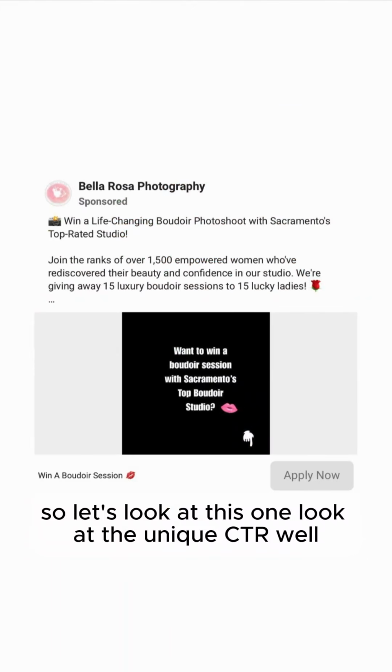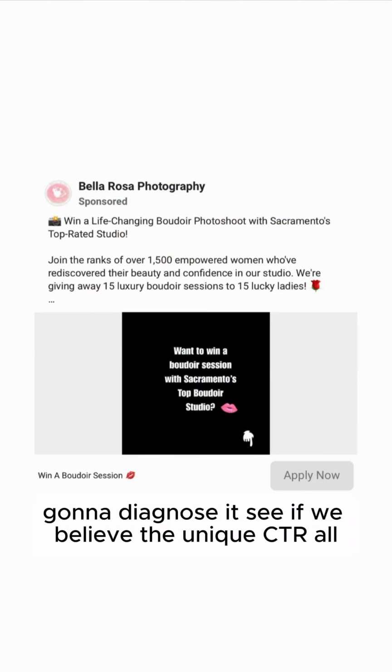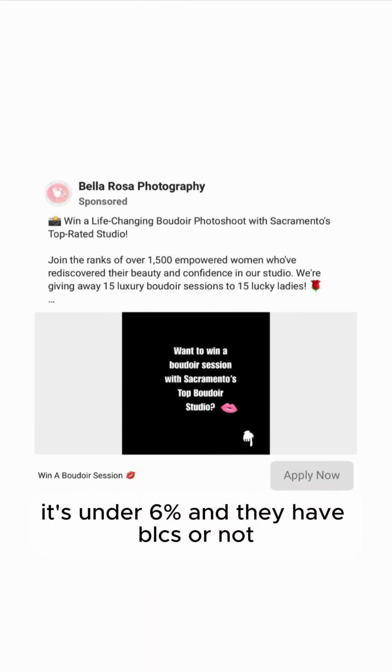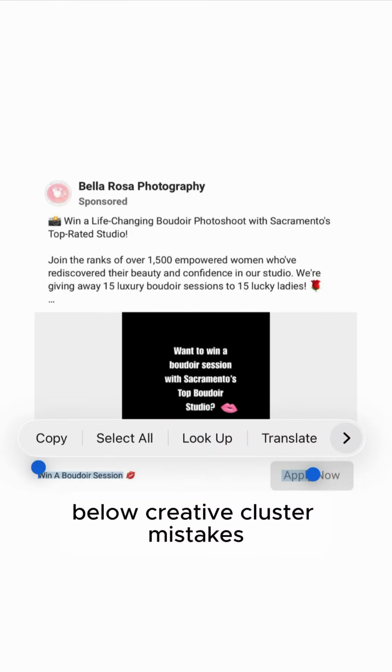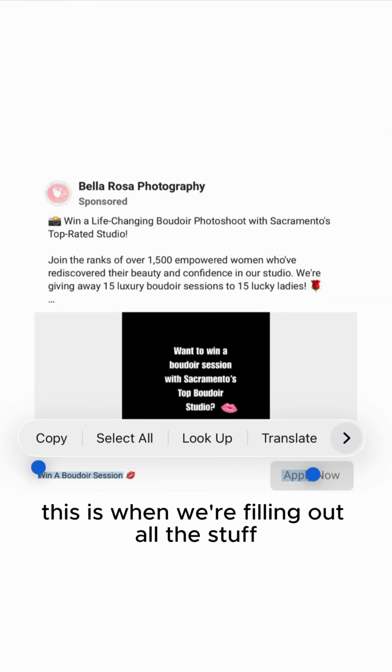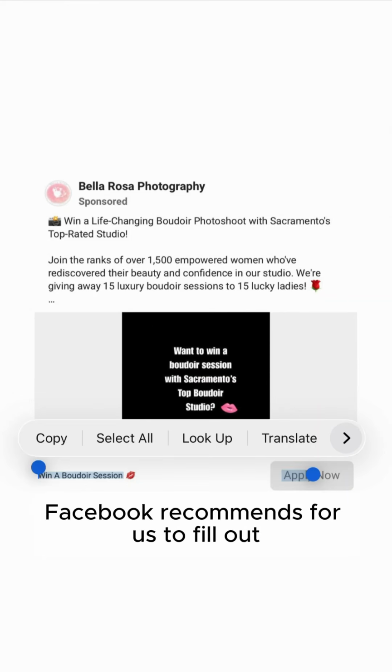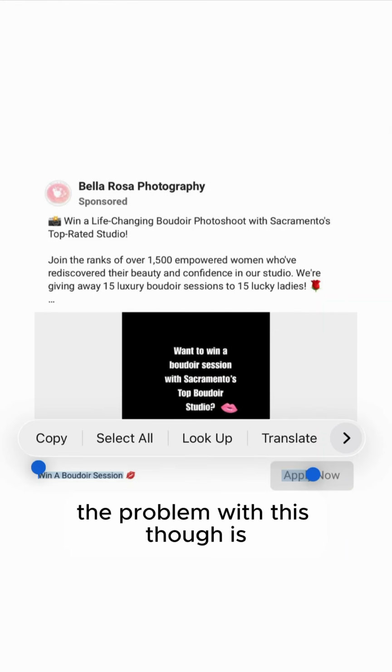So let's look at this one. Go look at the unique CTRL. Well, we can diagnose it, see if we believe the unique CTRL is under 6% and they have BLCS or not. So, I see right here we've got the below creative cluster mistakes. This is when we're filling out all the stuff Facebook recommends for us to fill out.